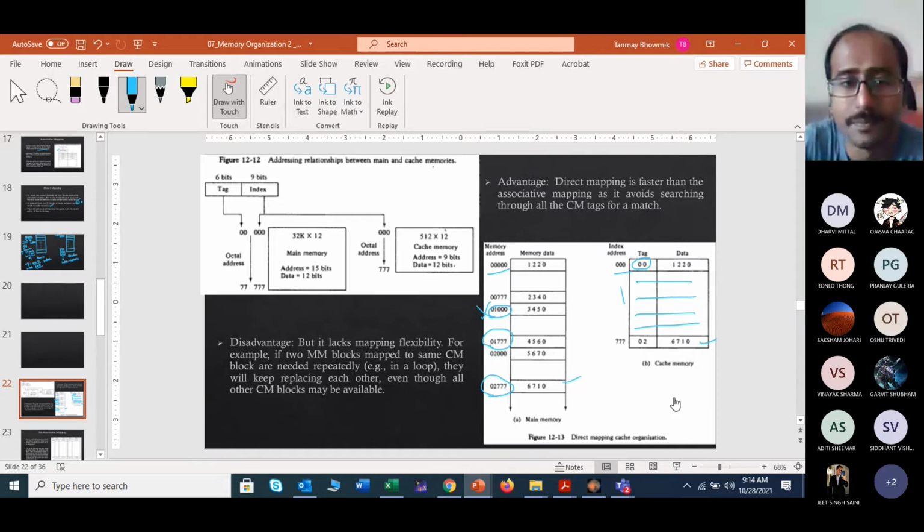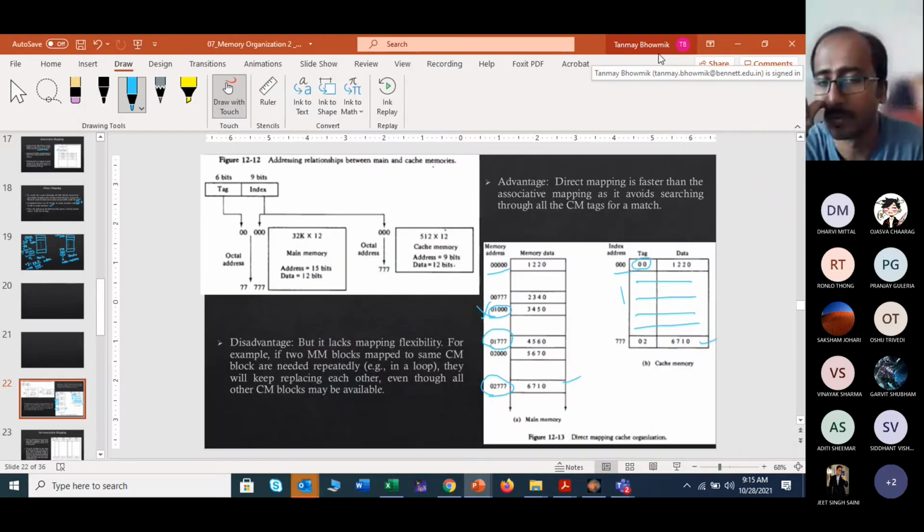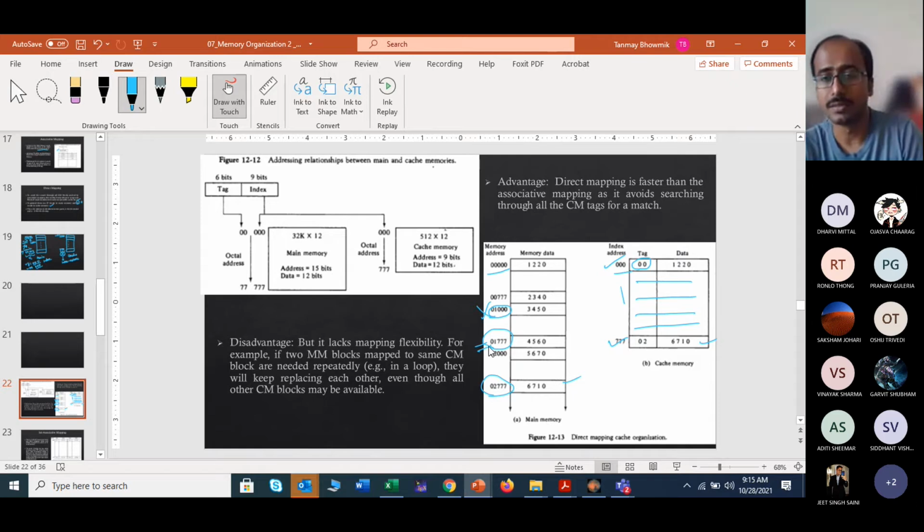And you are trying to keep this data into your cache: 01 777. How will you put this data? You have filled this field, you have filled this field. Now you need to get this data in your cache memory, 01 followed by 777. All the other memory locations are free. Will you be able to store this data in your cache? Any idea? It is a no.